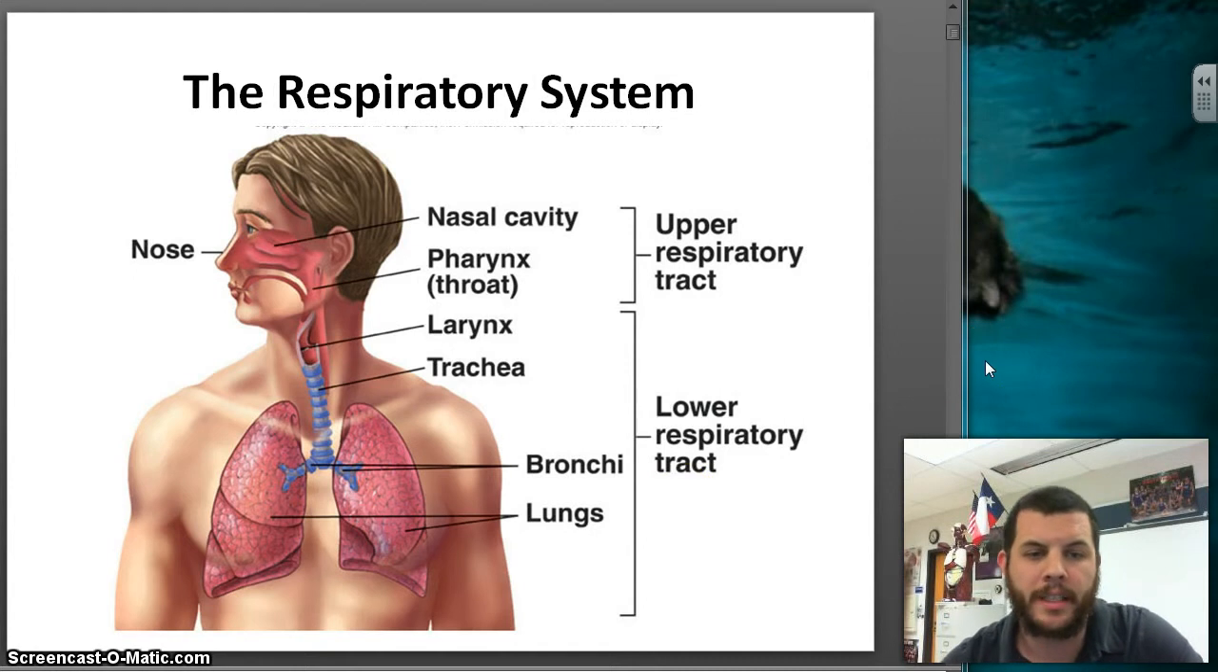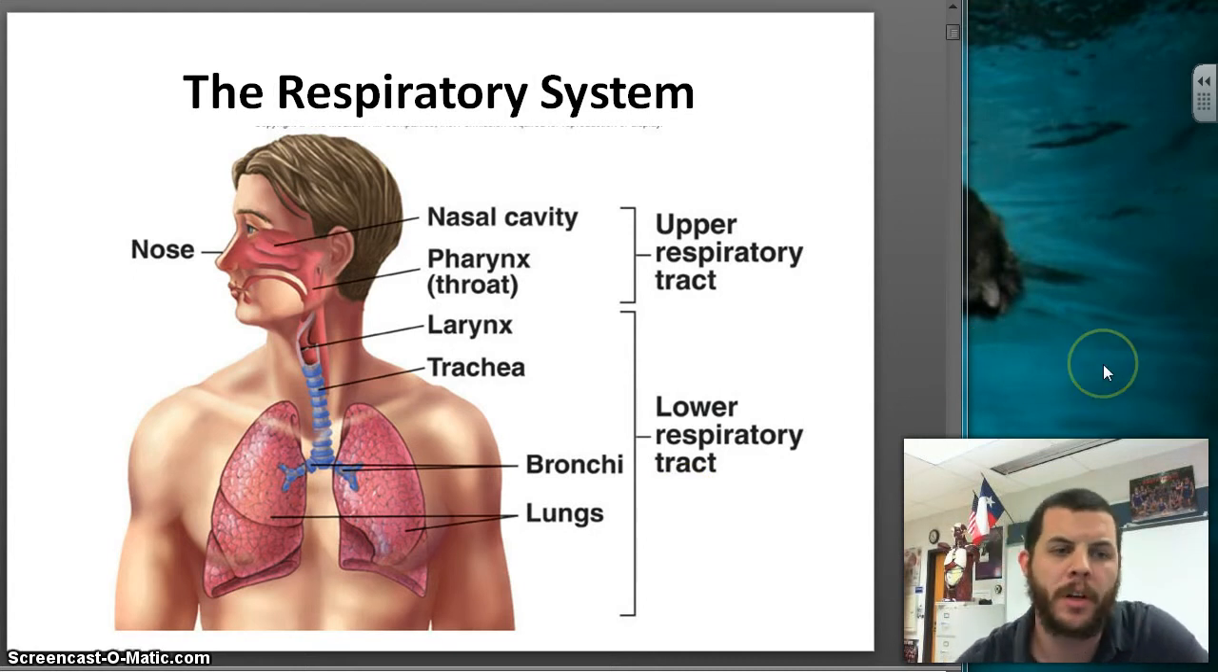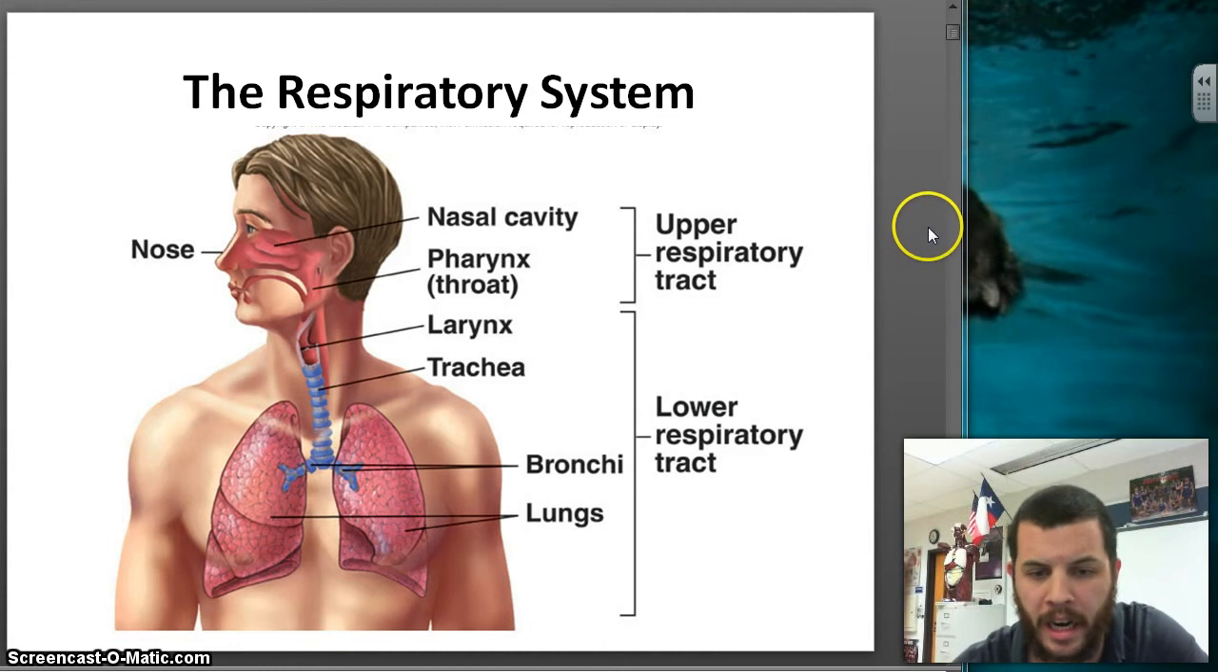Hey there, Anatomy. We're going to take a look at the respiratory system reading guide. I'm going to go relatively quickly because you can pause where you need to. I'm going to just explain the things that you should have seen on your respiratory system reading guide.